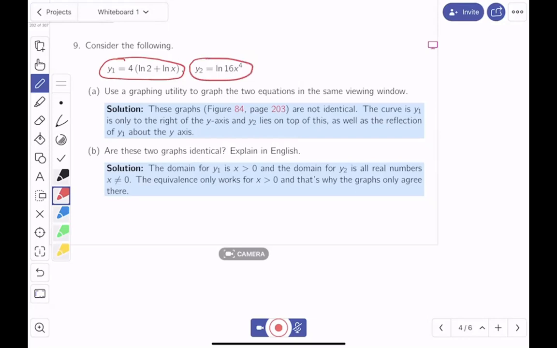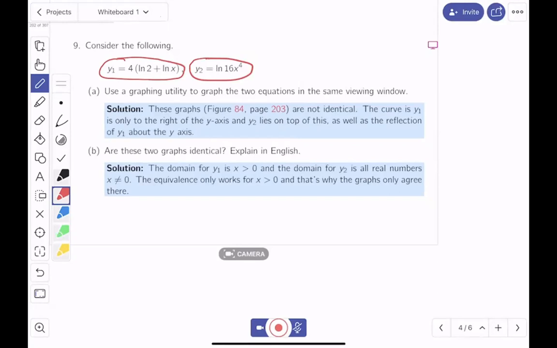Now, my gut feeling is I hope that you're doing this using technology at this point. And if you did that, your graphs may not look perfect, but they should look like the ones I've given you. We'll talk about technology used later. So the graphs are figure 84, page 203. And they say they're not identical graphs. All right, we'll go through that using technology.